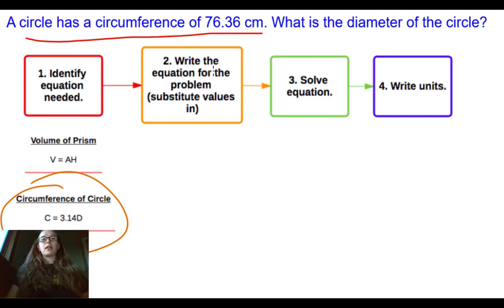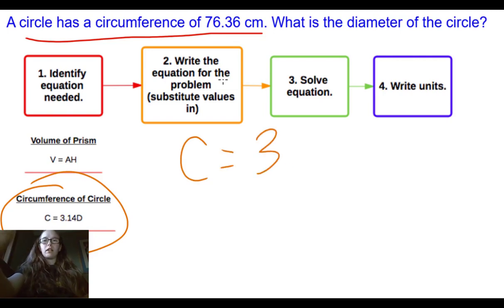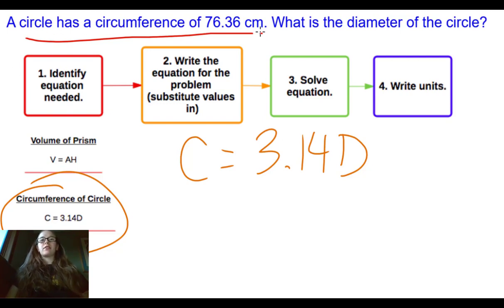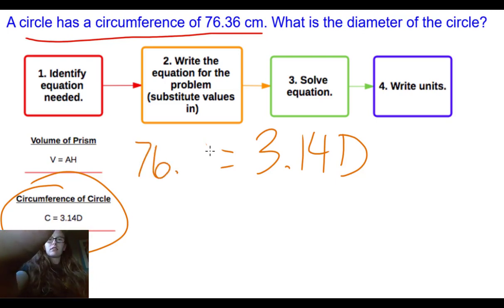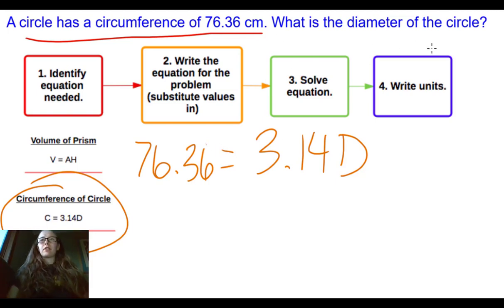Step 2 says write the equation for the problem. So C equals 3.14 D. And substitute the values in. So in our problem, it says a circle has a circumference of 76.36 centimeters. So C is circumference. I'm going to substitute those values in. And then it says what is the diameter of the circle. So I don't know what D is, the diameter.